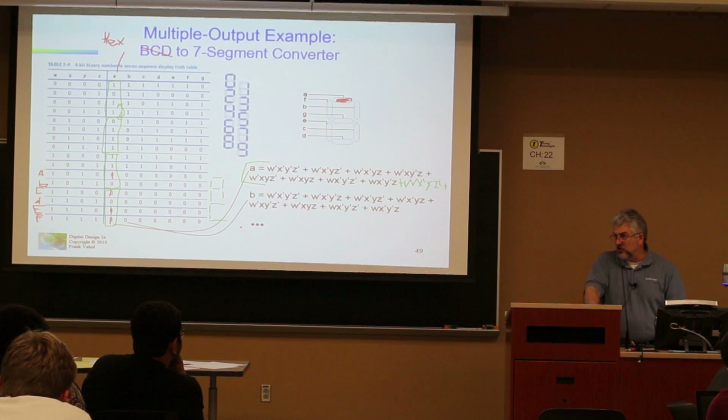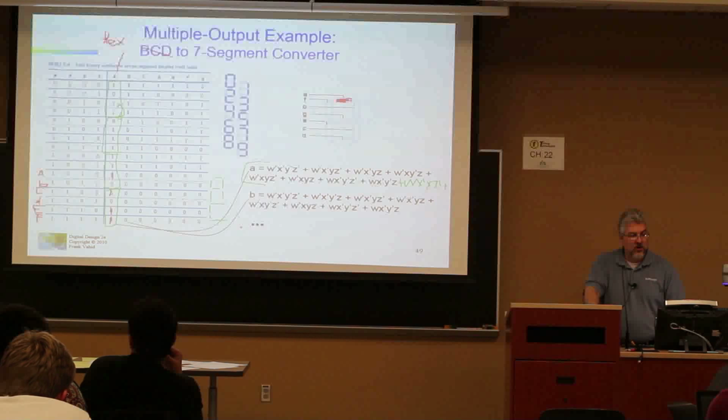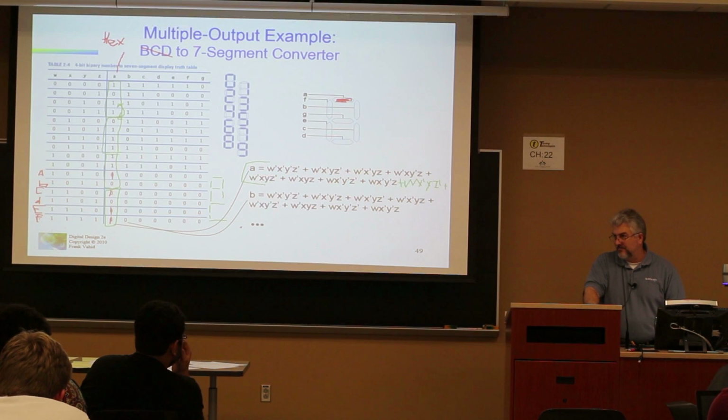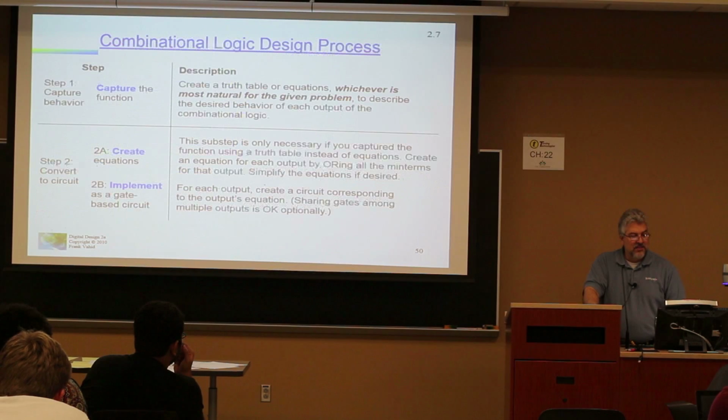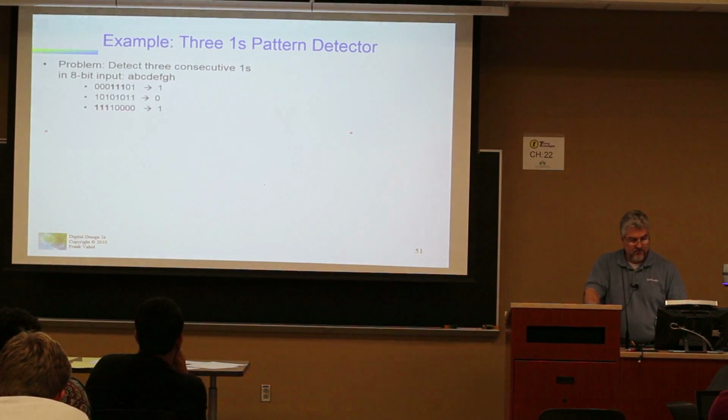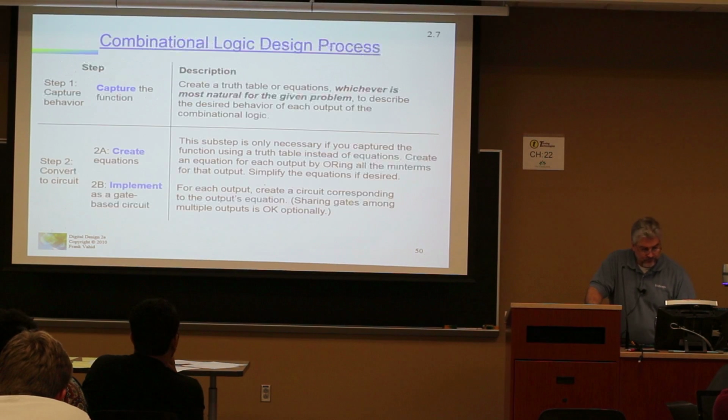What is this going to look like for our hex to 7-segment converter? And once you have that, then you would have to write out all the equations. That would be step number 2A. And then for each output, create a circuit corresponding to the output's equation. Sharing gates among multiple outputs is okay. So let's take one example.